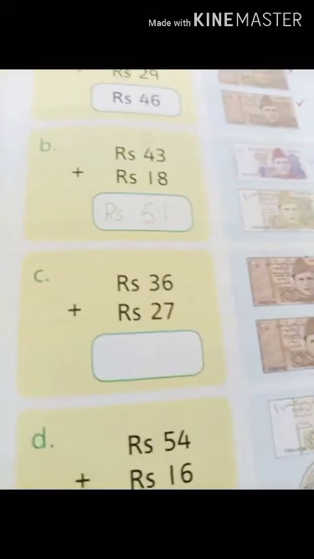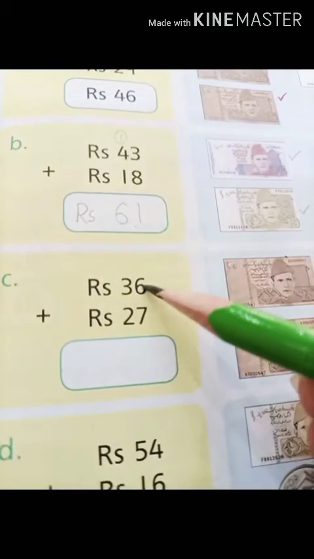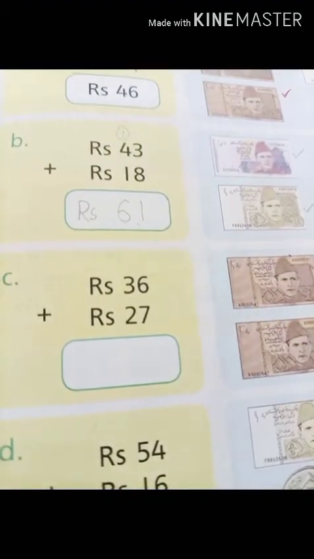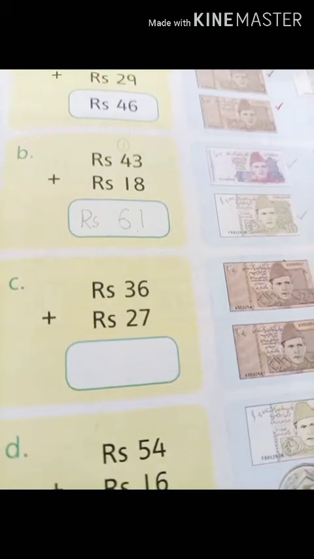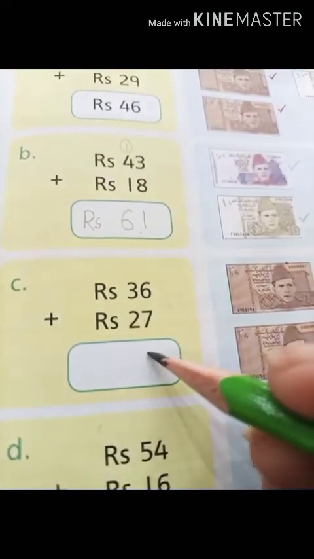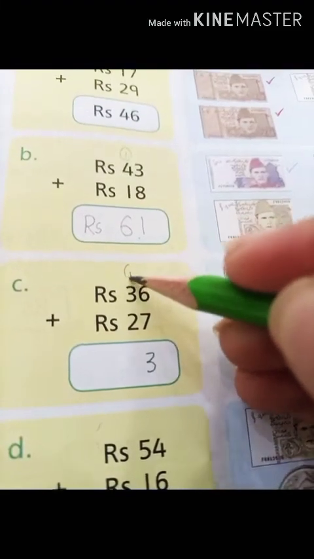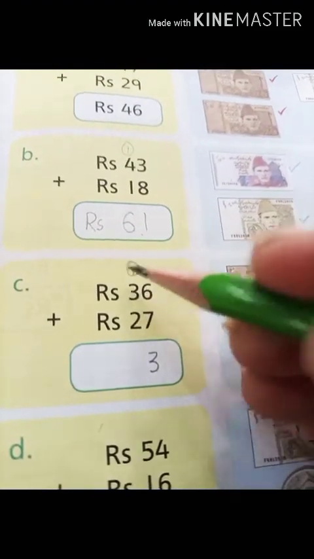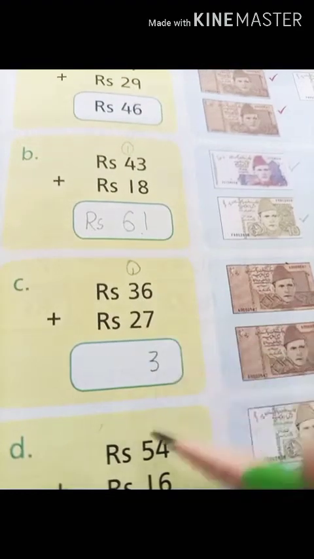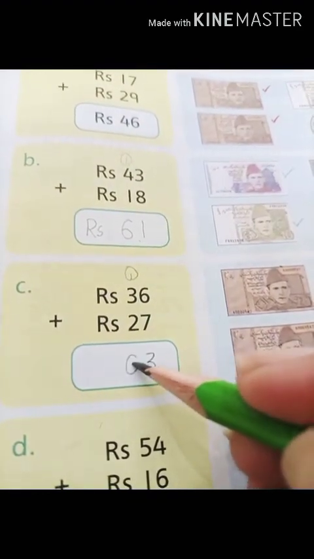Okay. Come towards part C. Look at these students. Here we are going to add the ones column first. 7 plus 6 is equal to 13. Here I am writing the number 3 and 1 will be carried to the tens column. Now 3, 4, 5 and 6. This will become the number 6.